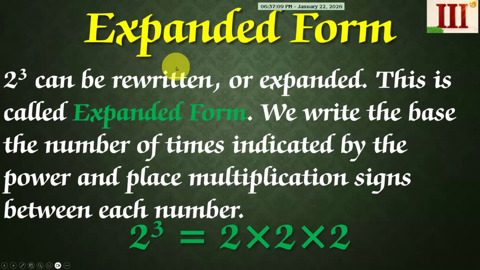Now, the other form is called expanded form. So 2 to the power of 3 can be rewritten or expanded. This is called expanded form. We write the base or the factor the number of times indicated by the power. So that means that if you have the number 2 to the power of 3, I should see the number 2 three times: 2, 2, 2. So 2 to the power of 3 is equal to 2 times 2 times 2. This is the index form. This is the expanded form.